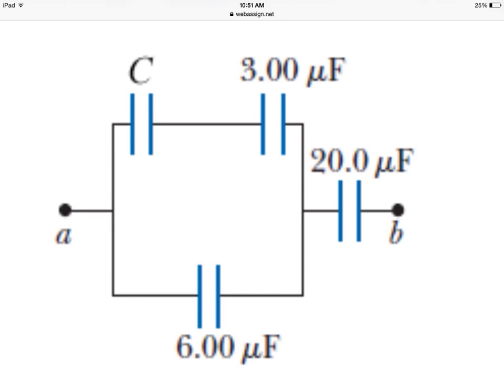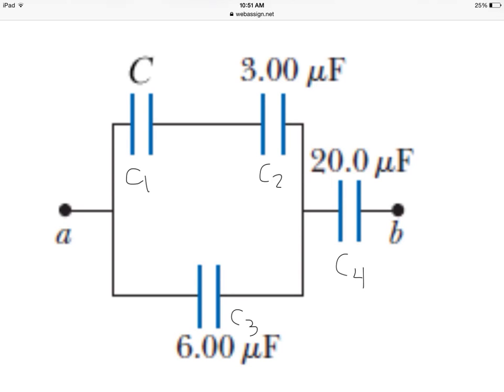This tutorial is about combination of capacitors. Consider the illustration. We have four capacitors that are combined in a complex manner. So let us label each capacitor first. We'll have C1, C2, C3, and C4.